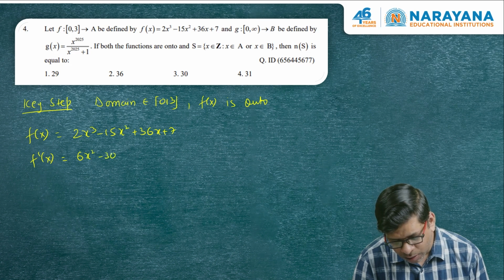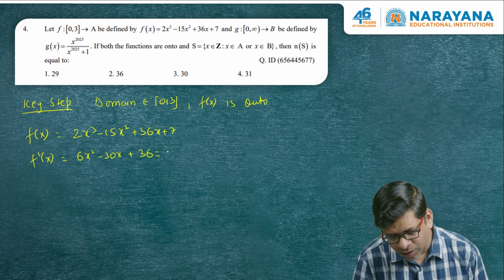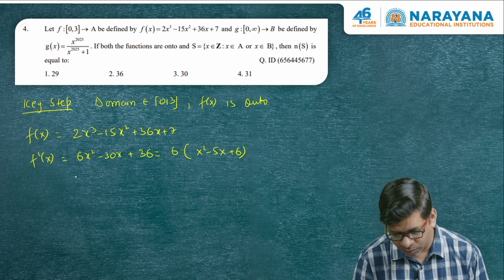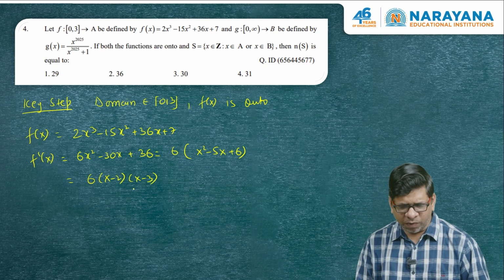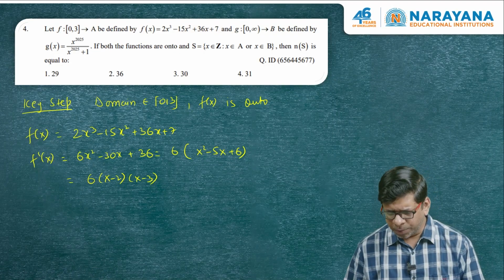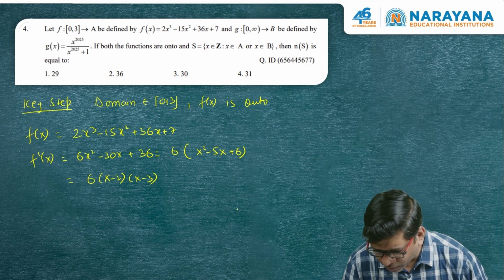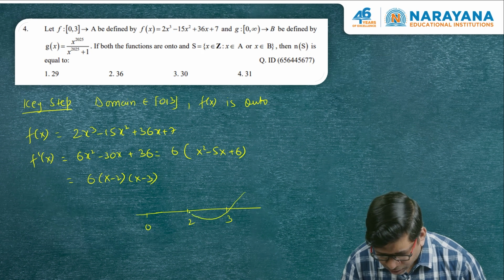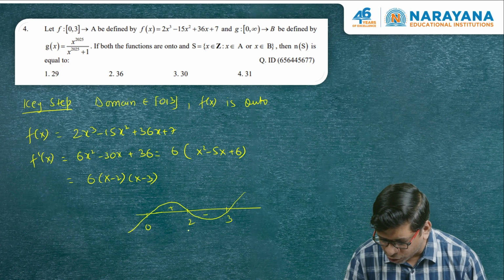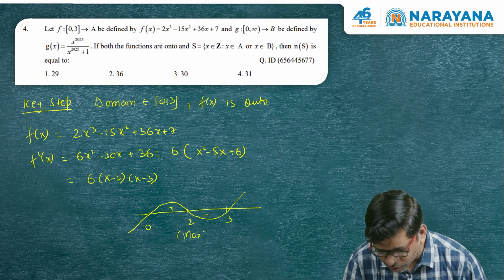6x square minus 30x plus 36, which is 6 times x square minus 5x plus 6, which is 6 times x minus 2 into x minus 3. And we have to talk about the range of the function. Okay. So if you check the wavy curve for this function, 2, 3, we have to check between 0 to 2 according to the sign change of wavy curve. About 2, it will change the sign from positive to negative. So this is the point of maxima.